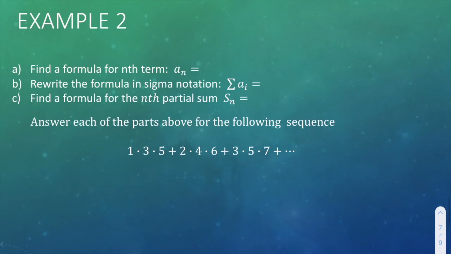Because this one says find a formula for the nth term. If the nth term is 1 times 3 times 5 plus 2 times 4 times 6 plus 3 times 5 times 7 plus, and on and on and on. Well, let's take a look and see what that must be.